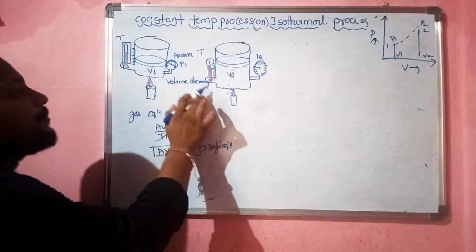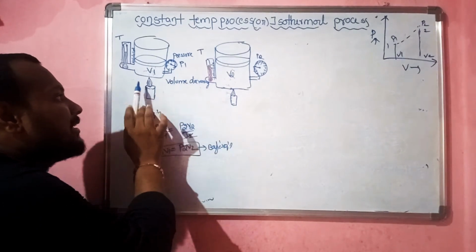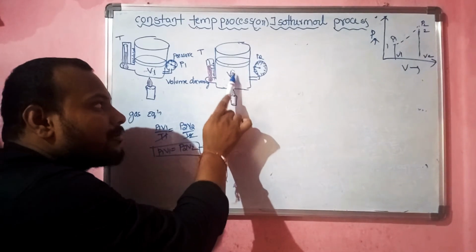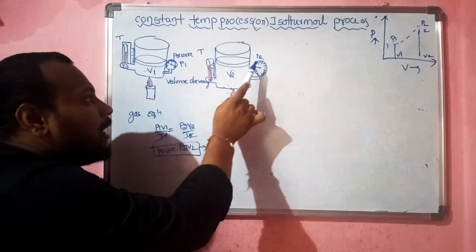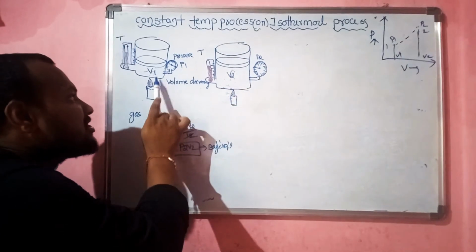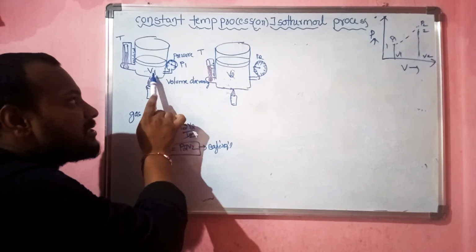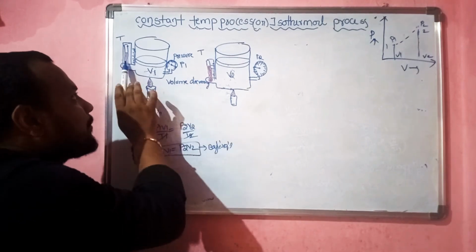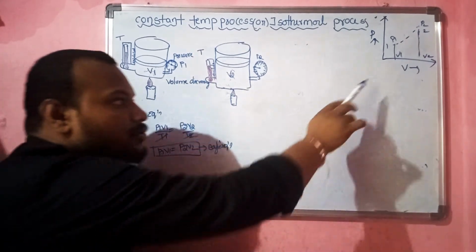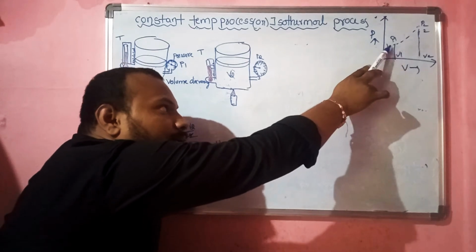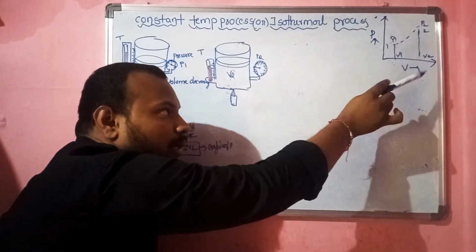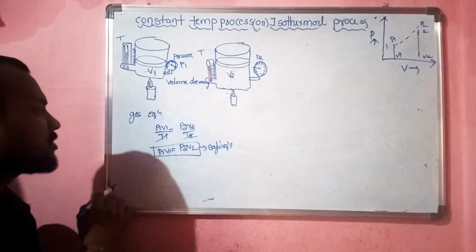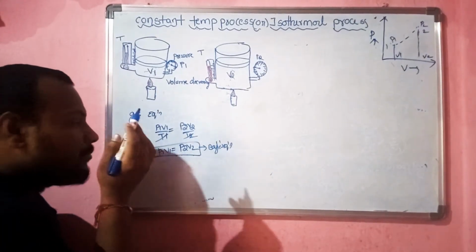See this diagram. Take the two conditions. The temperature is constant for both conditions, but the volume is varying: in one situation the volume is increasing and the pressure is decreasing, and in the other the volume is decreasing and the pressure is increasing. So P1 V1 is equal to P2 V2, but the temperature of both conditions is constant. In the PV diagram, the pressure varies from P1 to P2 and the volume varies from V1 to V2, while the temperature remains constant. That equation is known as Boyle's law.